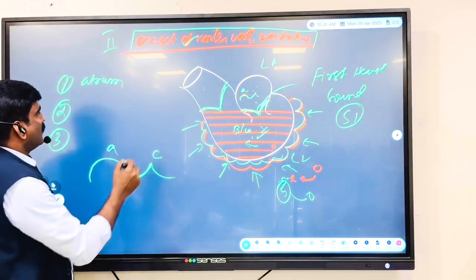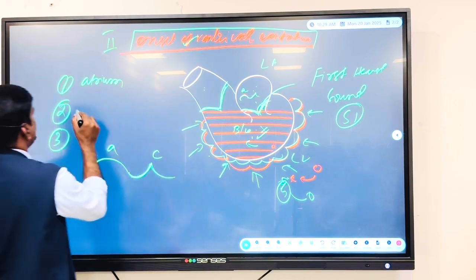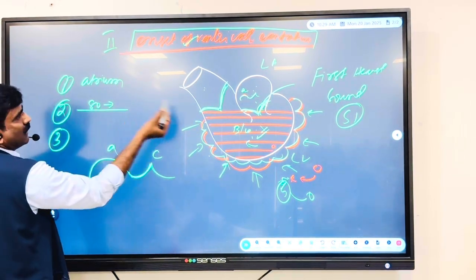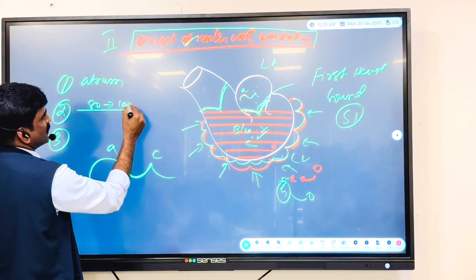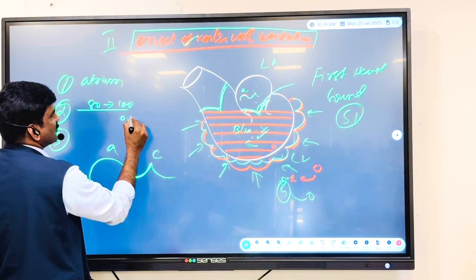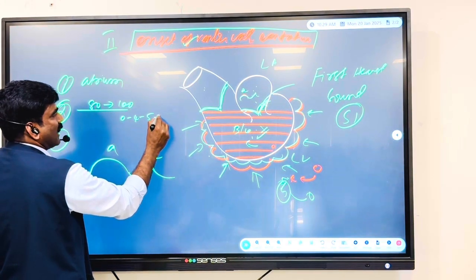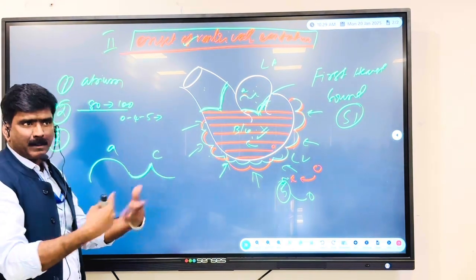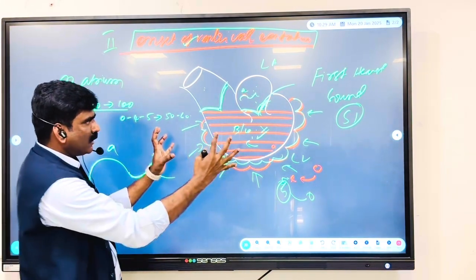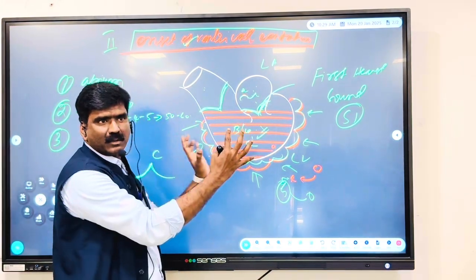And what is happening here in the ventricle? We have discussed that it has 100% blood, 80% and 20% already filled, and the pressure is increasing from 0 to 4 to 5, and gradually the pressure is building up and it will increase to 50, 60, right? Gradually, because it is now contracting.